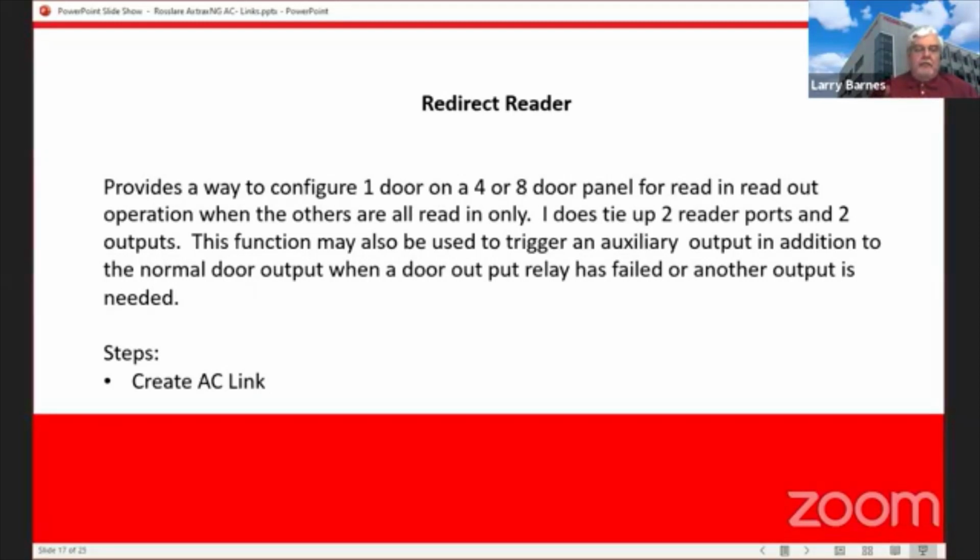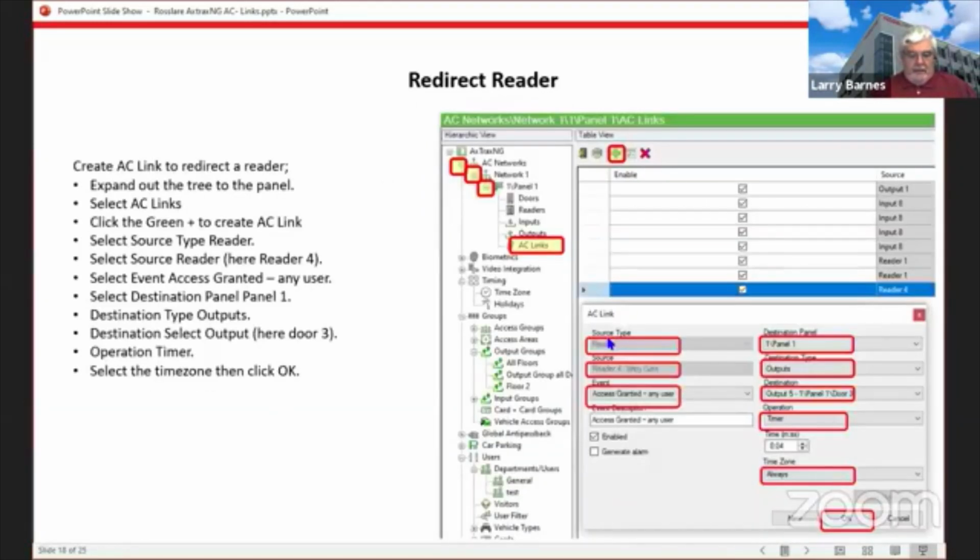So redirecting a reader, as I said, I can set reader 4 up to trigger output 3 also, so that I can do read in, read out, or something of that nature. So the only step here really is to create the AC link. It's very straightforward. Source type is reader. Source is the reader I'm trying to redirect. So in this case, I've set my entry reader up. Events, access granted any user, so any valid card read on that reader.